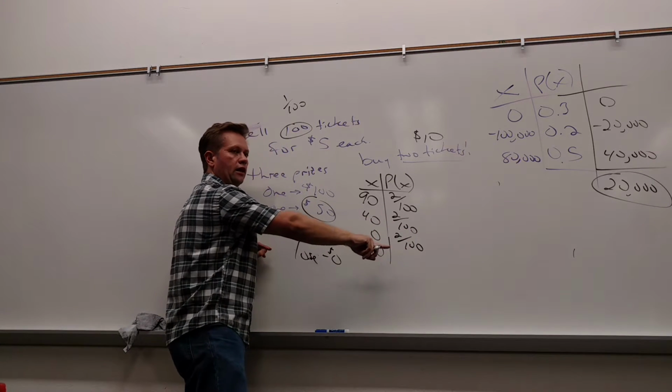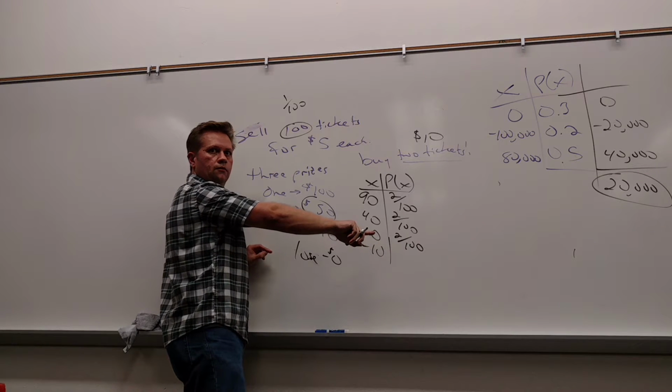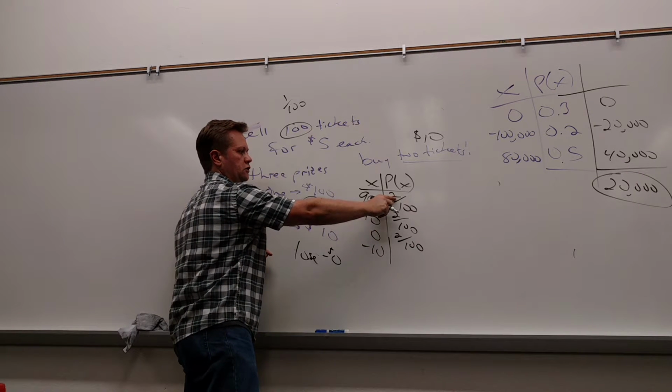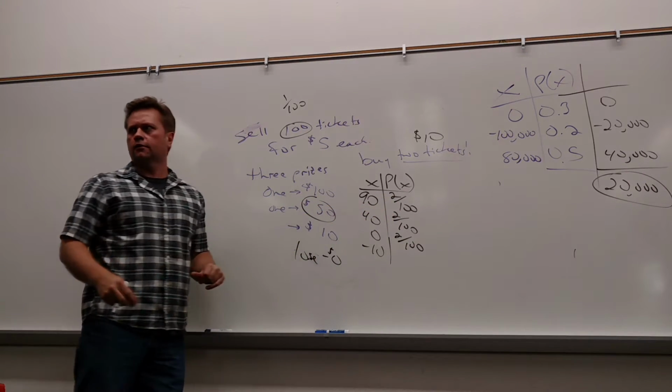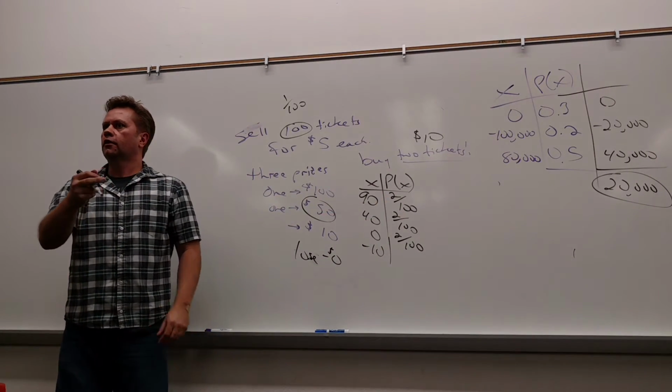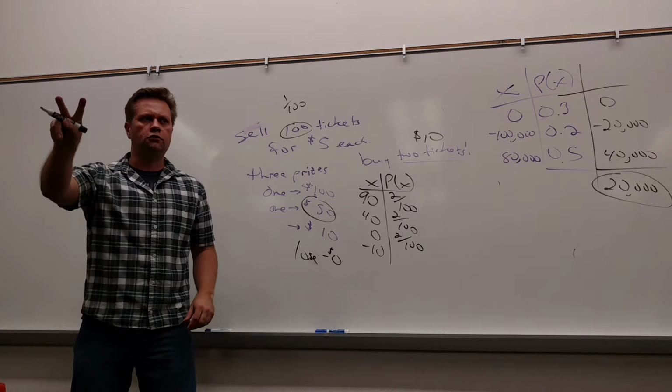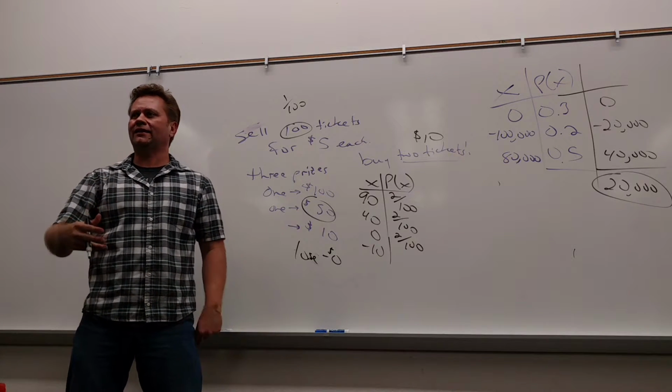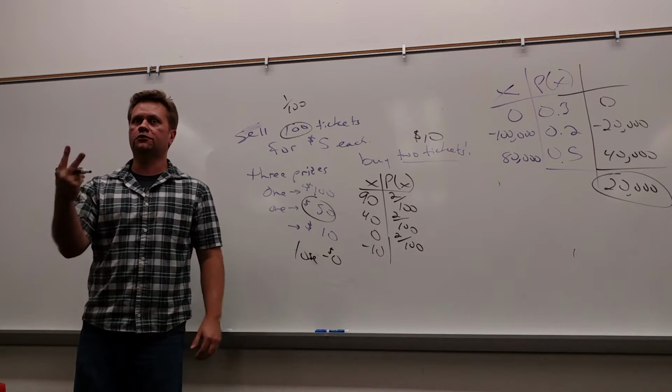And then what's the probability I lose? What do I have so far? 2, 4, 6. There it is, because this has to add up to 1. And it makes sense. If I buy 2 tickets, is it more or less likely that I lose?